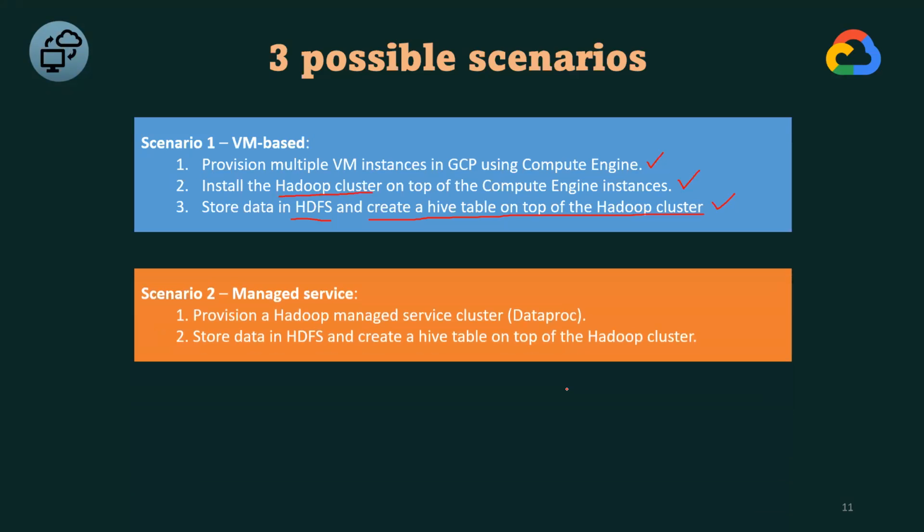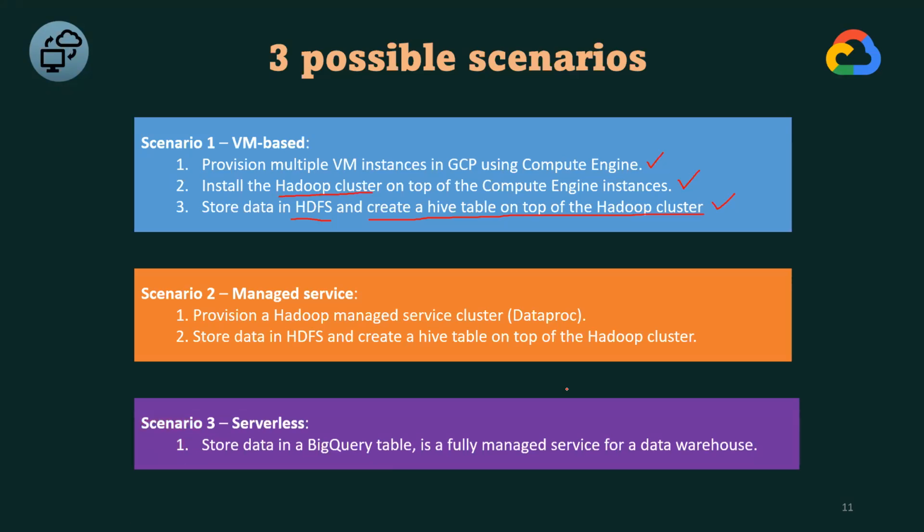And when you go to the managed services, you have Dataproc, which already comes with Hadoop and Spark. You don't need to install Hadoop separately. You can just create a Dataproc cluster, and it already comes with Hadoop, Hive, HDFS, everything. You store the data in the HDFS and create a Hive table.